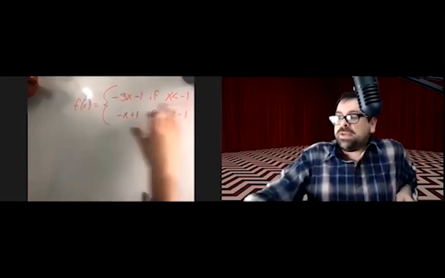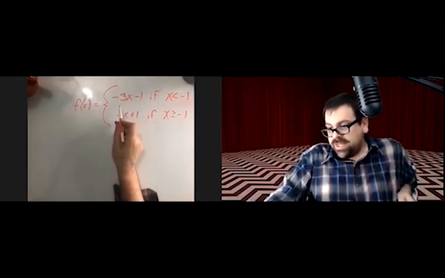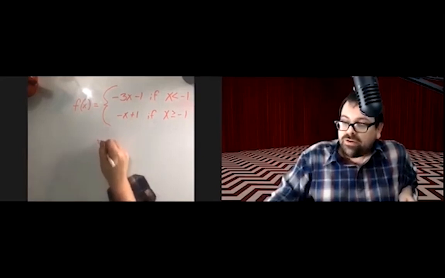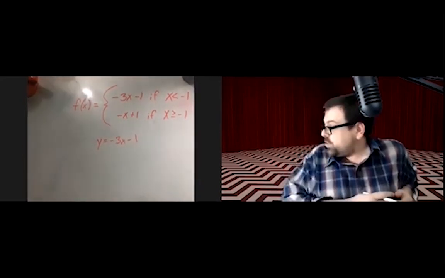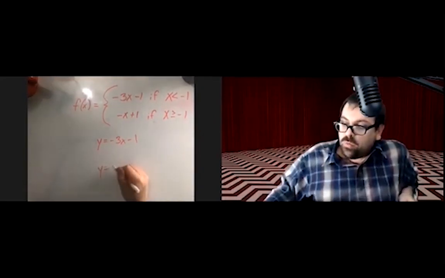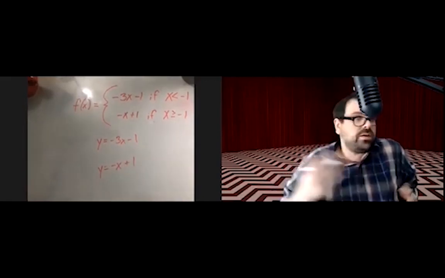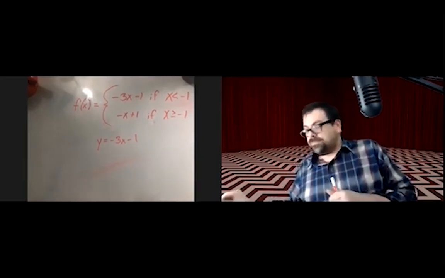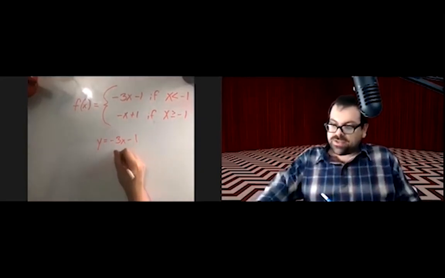Before we even get into the piecewise function of it all, I want to say we know how to graph both of these things. We know how to graph y equals negative 3x minus 1. We know how to graph y equals negative x plus 1. So I'm going to graph them both. Y equals negative 3x minus 1.